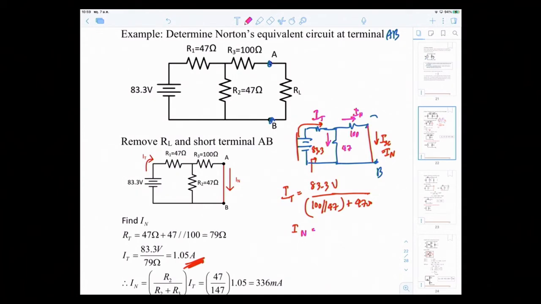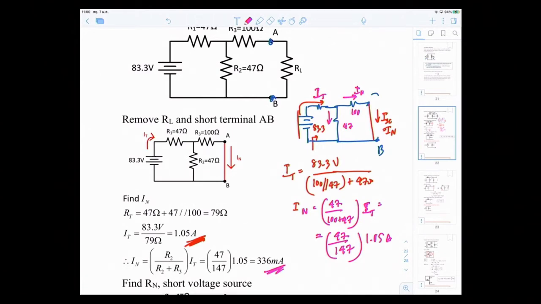I can write right away IN would be equal to 47 divided by 100 plus 47 times I total, which is equal to 1.05. So equal to 47 over 147 times 1.05 amp. So therefore the answer is 336 milliamps. Okay, then so you get your IN.